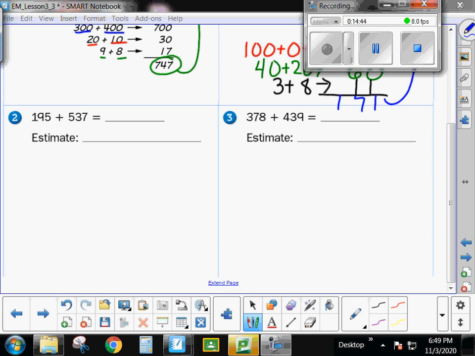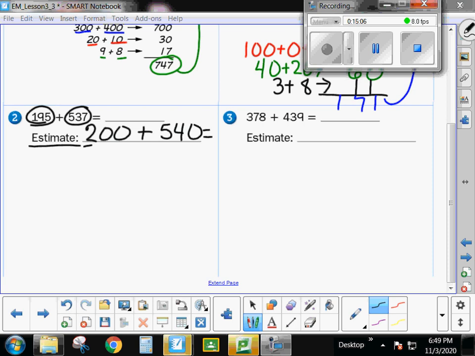All right, so I'm going to go through these very quickly, and let's check your work. First, we're going to make our estimate. 195 is really close to 200. 537 is really close to 500. You could have rounded it to 540. I'm going to go ahead and round it to 540 because that's still pretty easy to do. 200 plus 540, so I got 740 is what my answer should be close to.